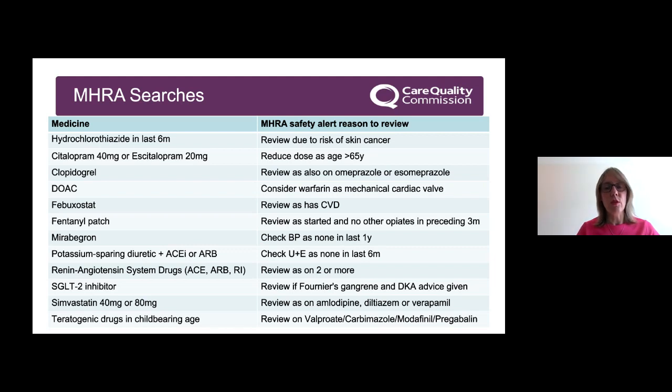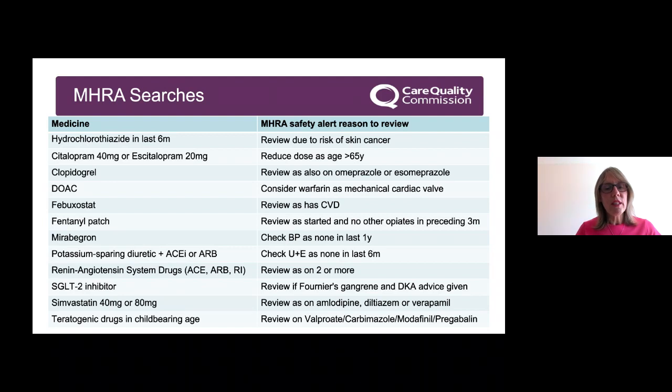that this can cause. The SGLT2 inhibitor search looks for patients who've been prescribed these medicines to check that they've been informed of the risk of Fournier's gangrene and to report any redness or ulceration in the groin area, and also given advice about the risk with diabetic ketoacidosis.